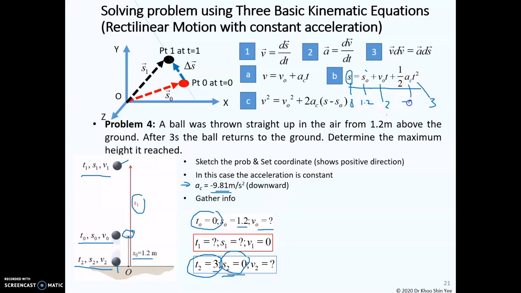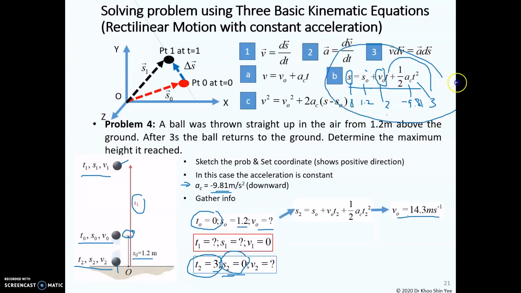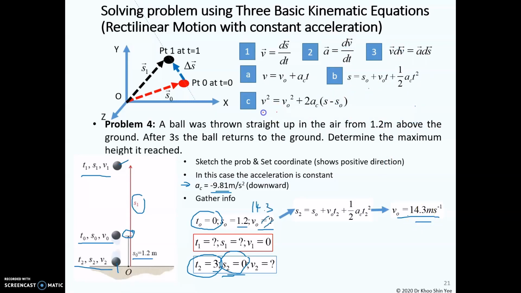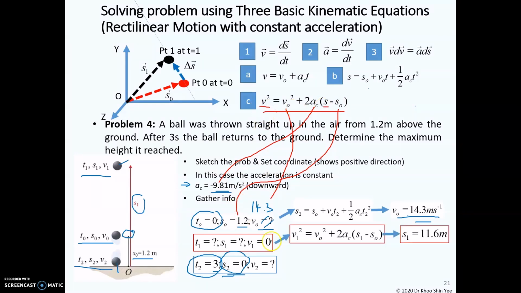AC is negative 9.81, and then T is 3 here also. Calculate this equation, then you should obtain the V0 to be 14.3. By using equation C, substitute the V0 to be 14.3, AC to be negative 9.81, X0 to be 1.2. So you have the V and X. Substitute the V1 inside, then you should be able to obtain X1 to be 11.6.